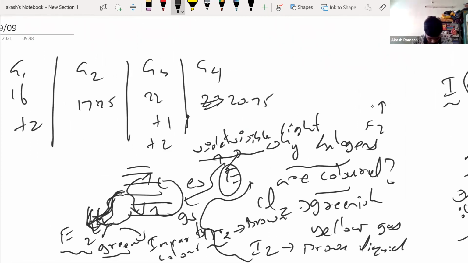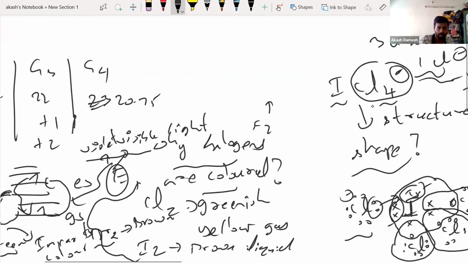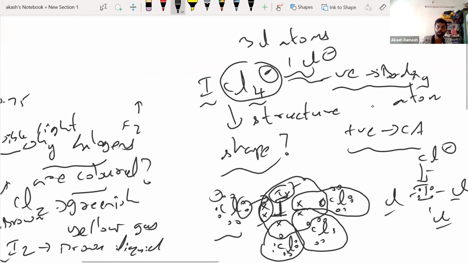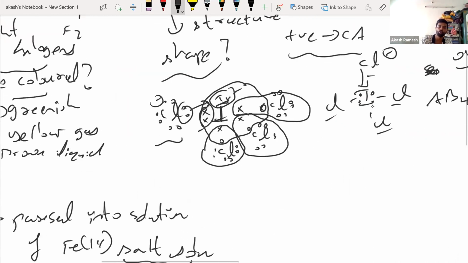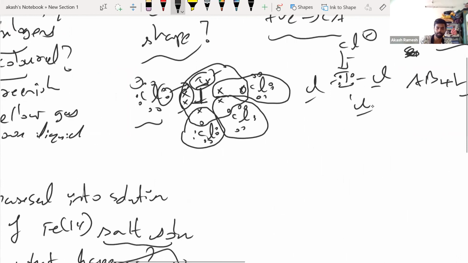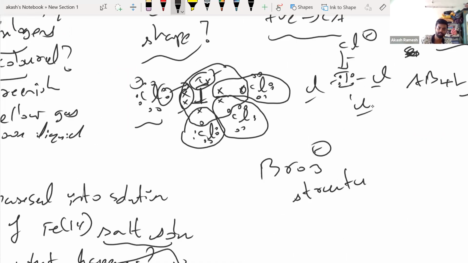Right. Group 4, your question. Okay, group 4. Draw the structure of BrO3 minus and tell me the shape. Structure and the shape. BrO3 minus.